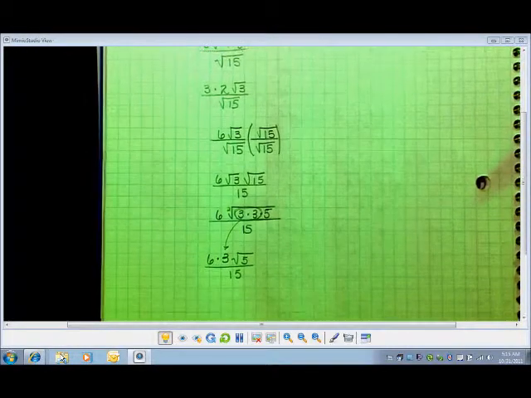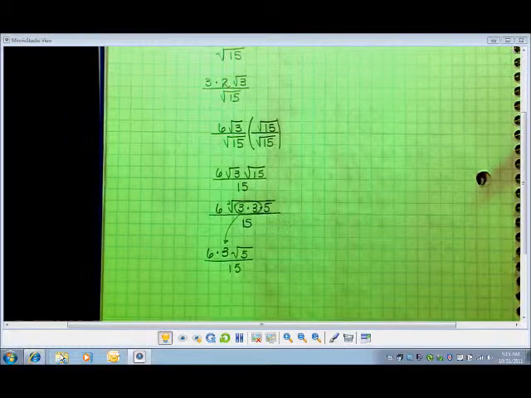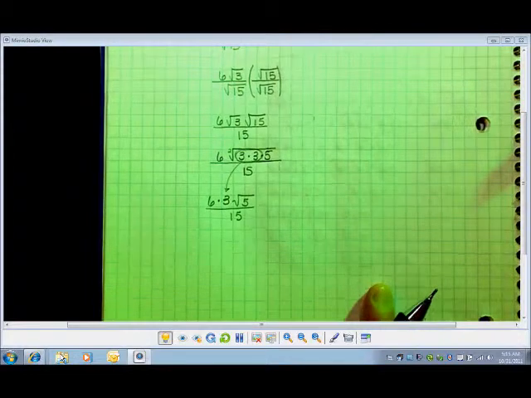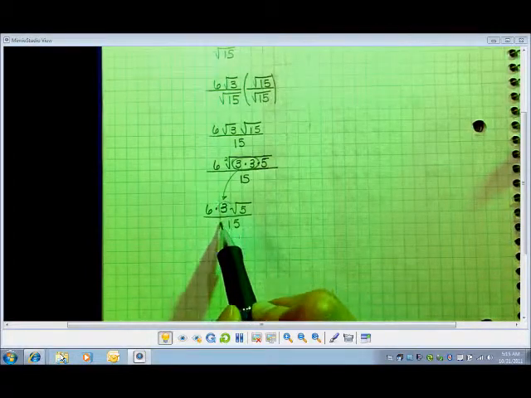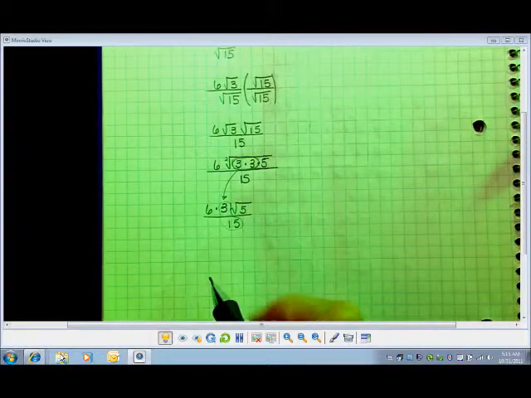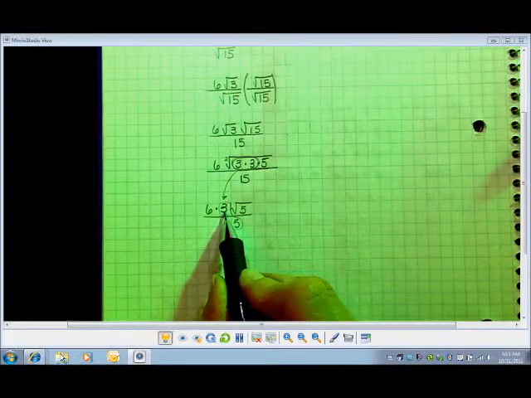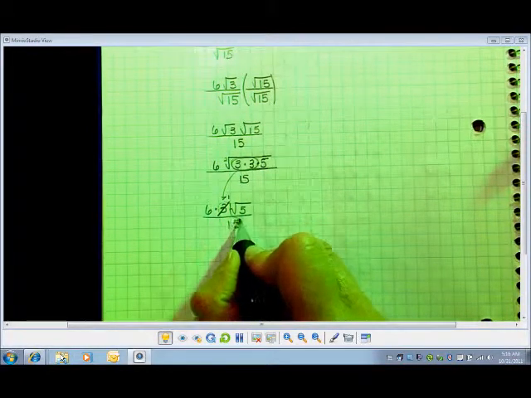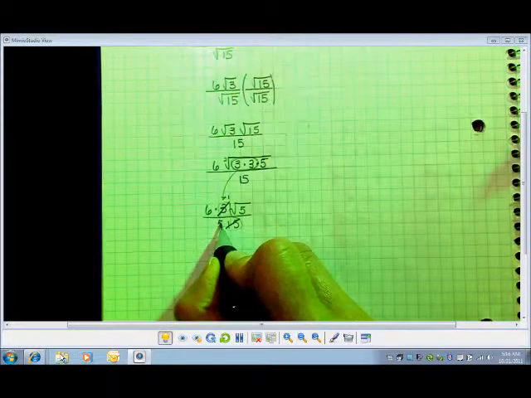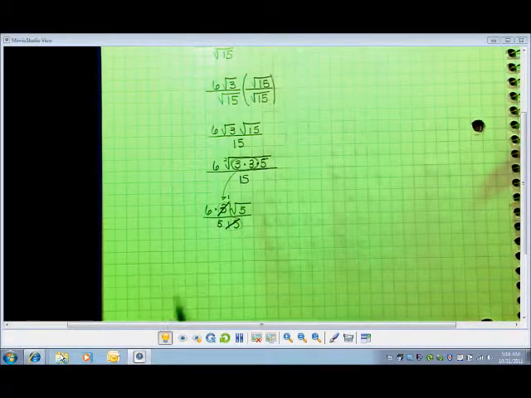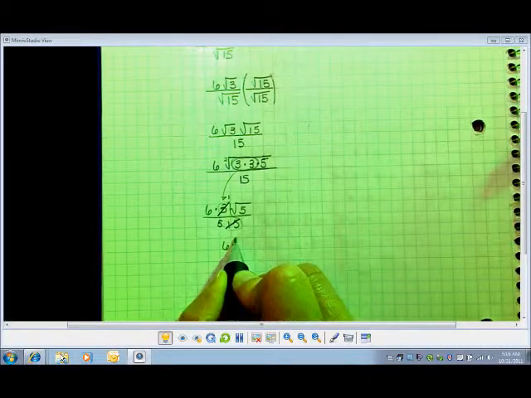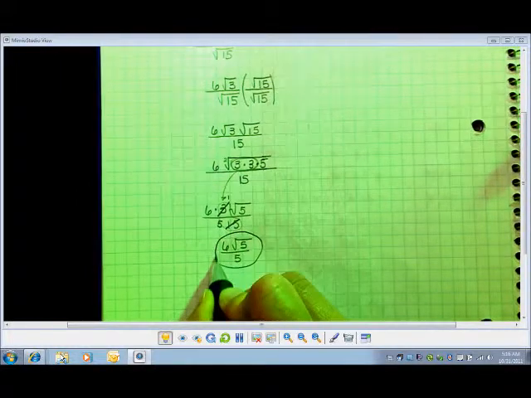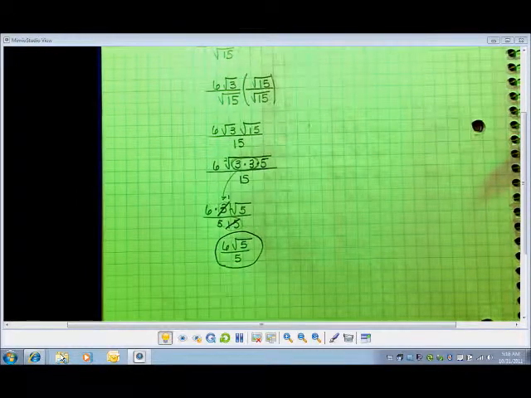Now I always say simplify before multiply, and that's what I've been doing all the way through. So before I multiply 6 times 3, I note that 3 is a factor of 15. 3 goes into 3 one time, so that leaves me with 1. 3 goes into 15 5 times. So that leaves me with 6 square root of 5 divided by 5. I can't simplify it anymore, so I'm done.